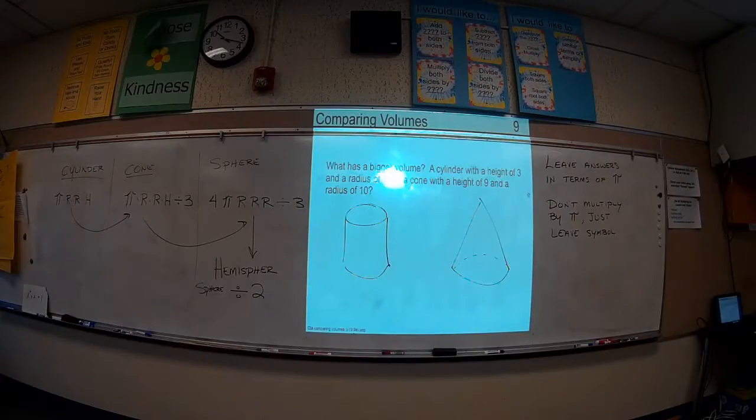You already had the radius. You cut the radius in half. It was the radius, you don't cut it in half. Good. I'm coming back. You don't have to multiply by pi. 10 times 10 times 3 and leave the pi symbol.